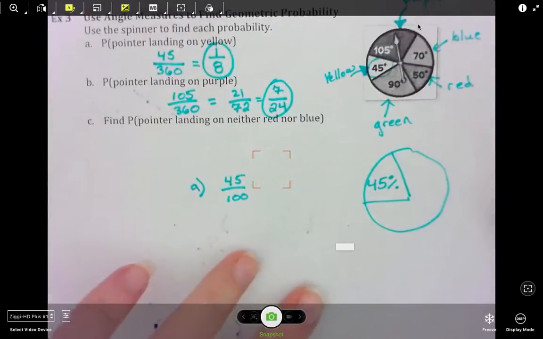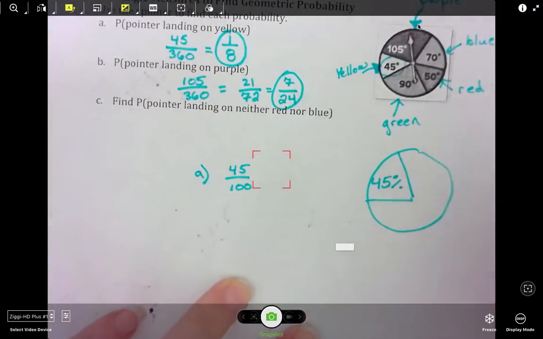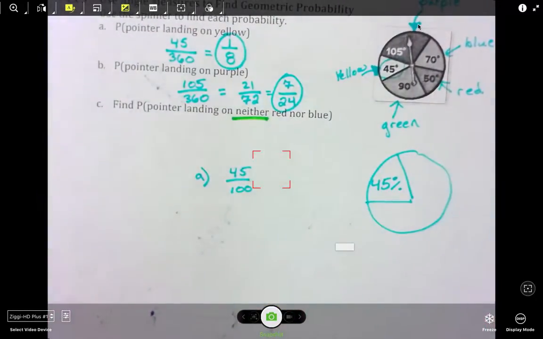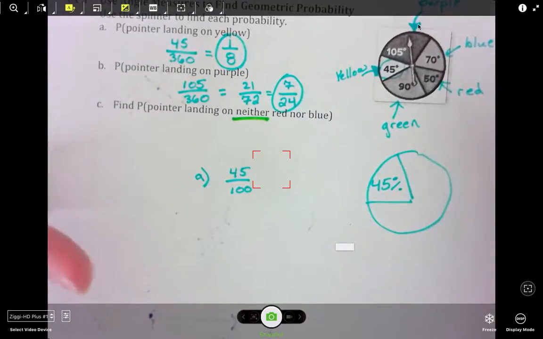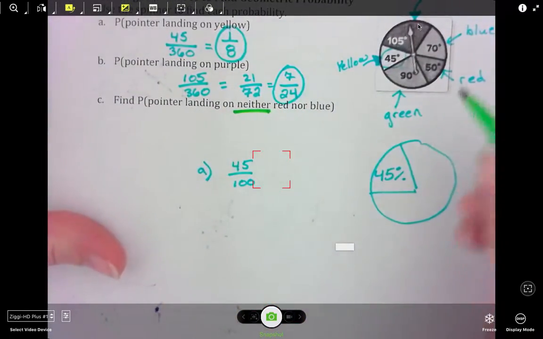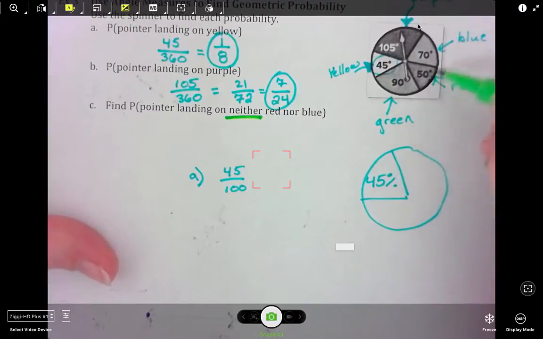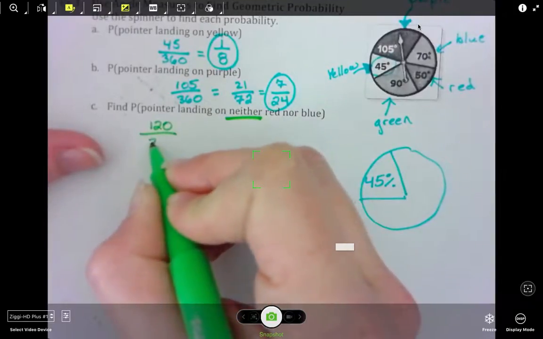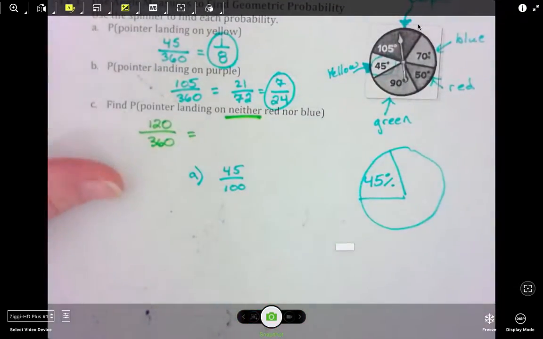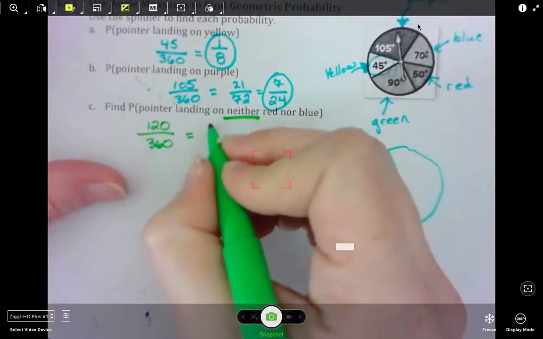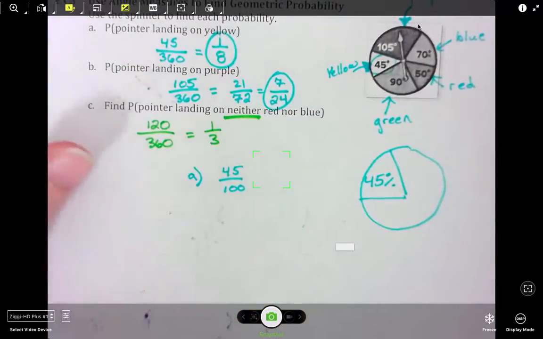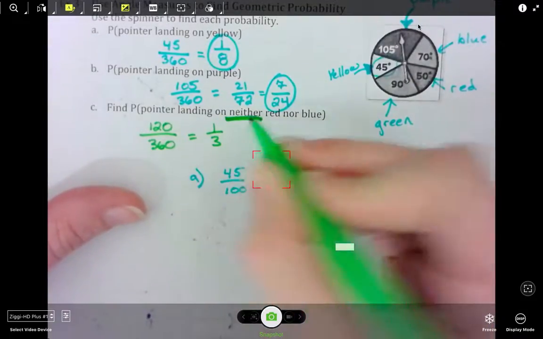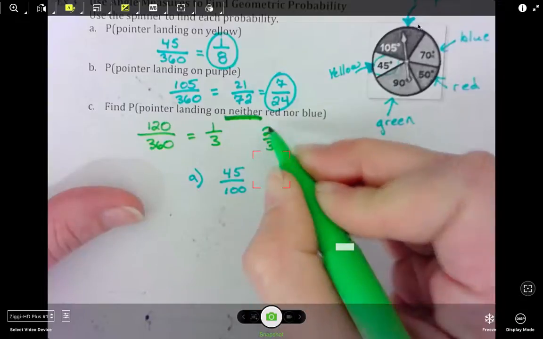Now, the probability of the pointer landing on neither red or blue. Neither is the key word. So let's look at the probability of the pointer landing on red and blue. Red and blue are 50 and 70. Together, that makes 120 out of 360. 120 degrees out of 360 is 1/3. So I have a 1 in 3 chance of landing on red and blue. So the chances of not landing on red and blue would be 2/3.